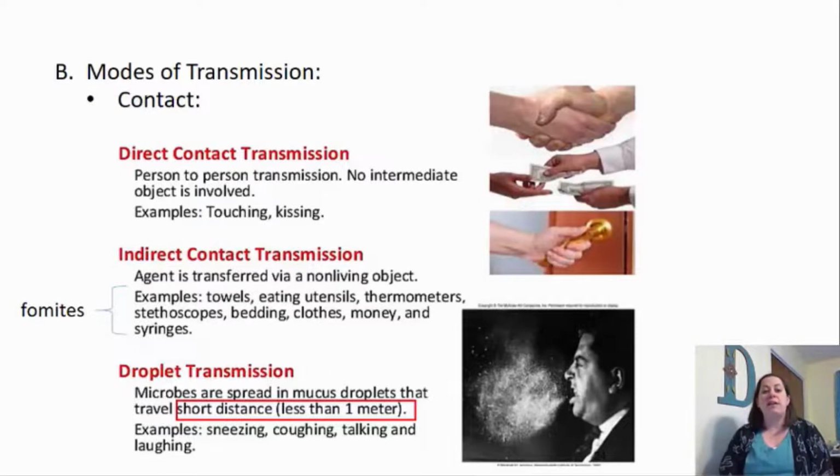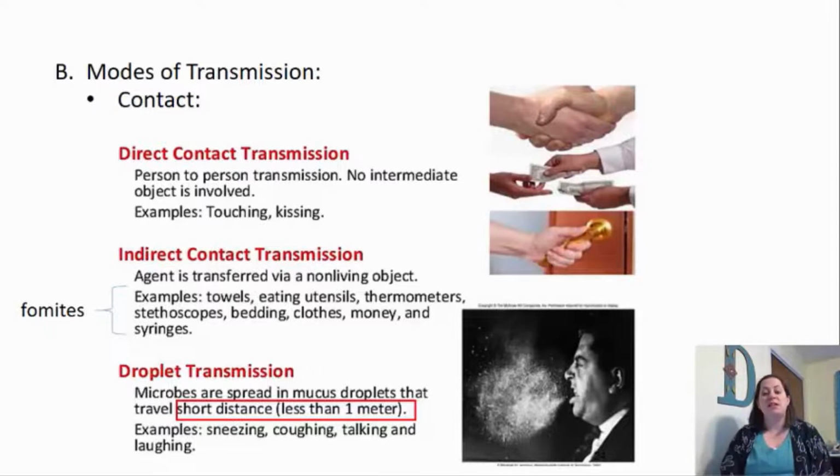We also see indirect contact. This is where the agent is transferred via a non-living object. This would be like fomites. This could be from towels, eating utensils that might not have been cleaned properly, thermometers if they weren't cleaned, stethoscopes, bedding, clothes, even money. Money has lots of stuff that potentially can be transmitted on it, and syringes.